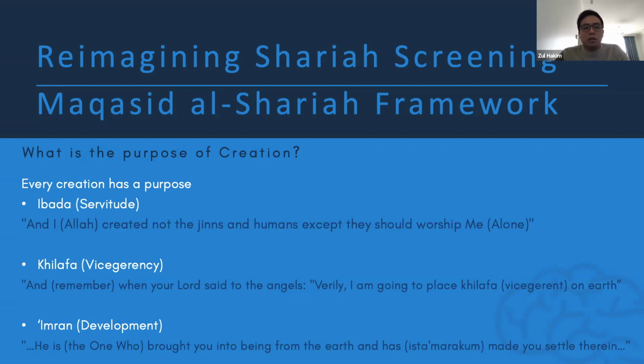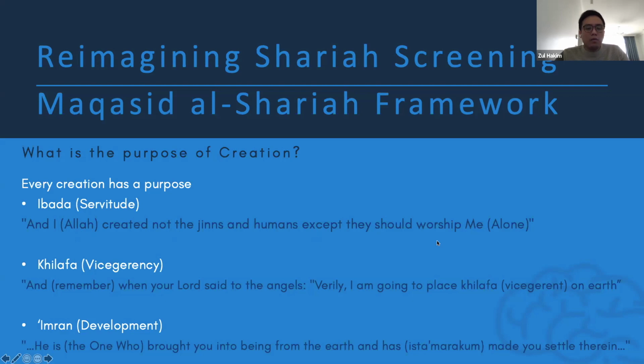So we need to ask ourselves again, while looking through the Quran, what is the purpose of our creation? And Allah has given us three purposes of creation. First and foremost is ibadah, which is servitude. And this is mentioned in Surah Zariyat, verse 56, which states, and I, Allah, created not the jinns and humans except they should worship me alone.